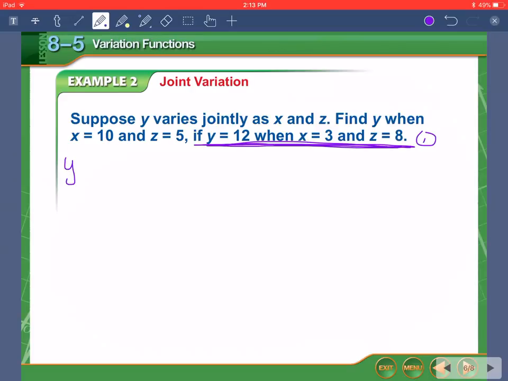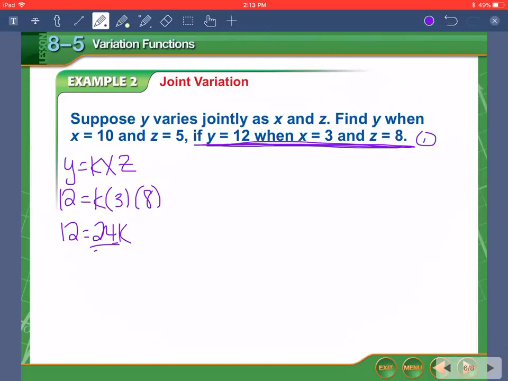So our equation is y equals k times x times z. Well, y is 12, and that equals k times 3 times 8, which means 12 equals 24k. And dividing by 24, we get that k equals 1/2. So now our equation is y equals 1/2 xz.